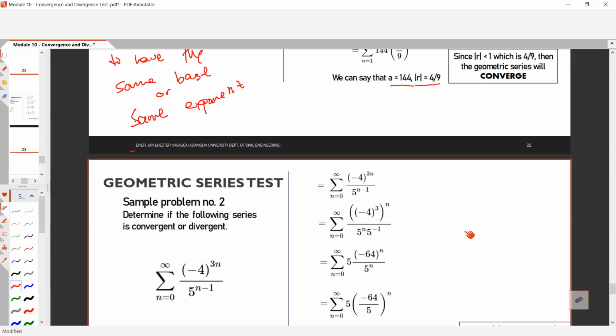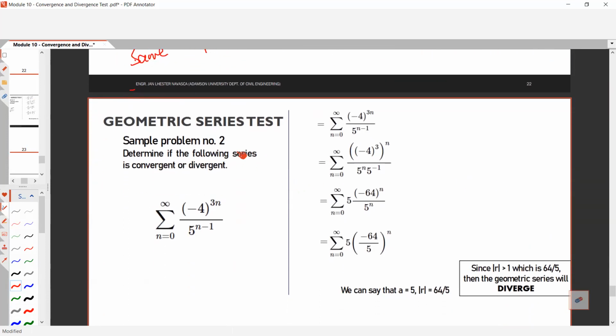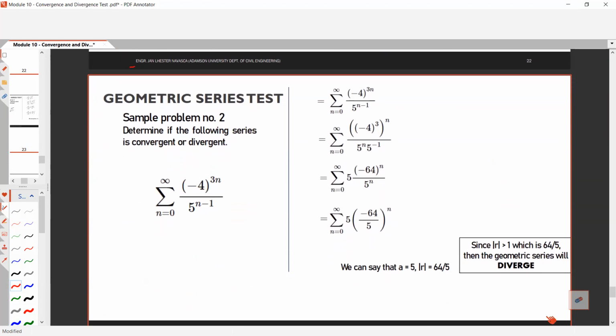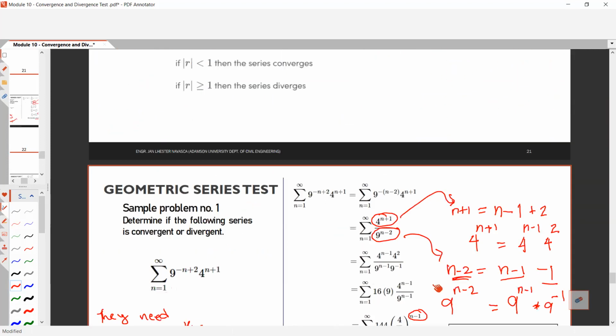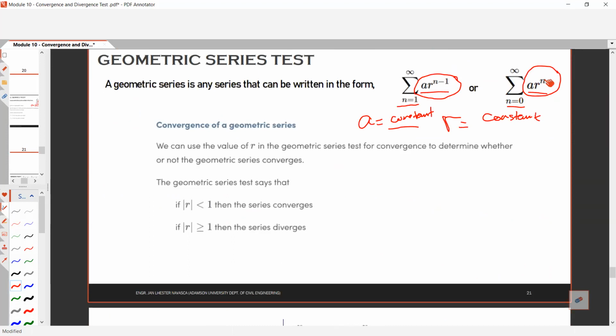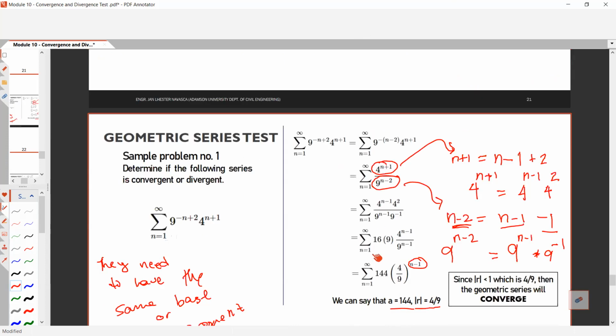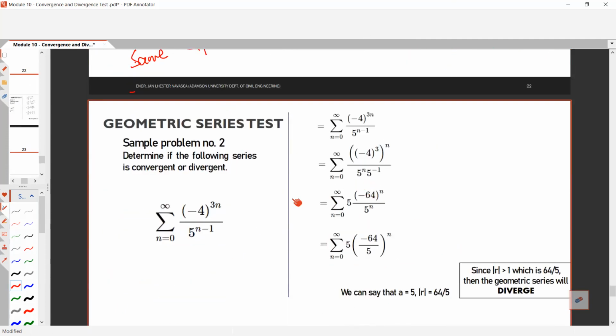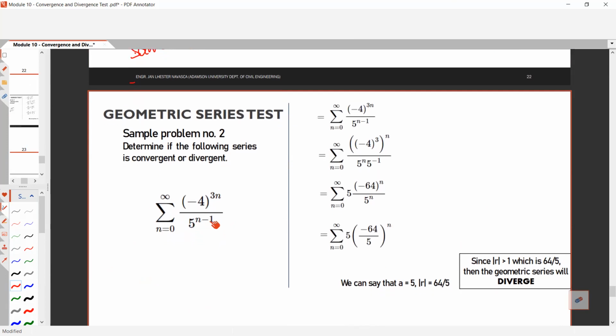Okay, so the next sample problem is this one. Sample problem number 2: determine if the following series is convergent or divergent using the geometric series test. Using the geometric series test, since this starts from n equals 0, we will arrive at the form a times r raised to n. So, raised to n only. Negative 4 raised to 3n over 5 raised to n minus 1.